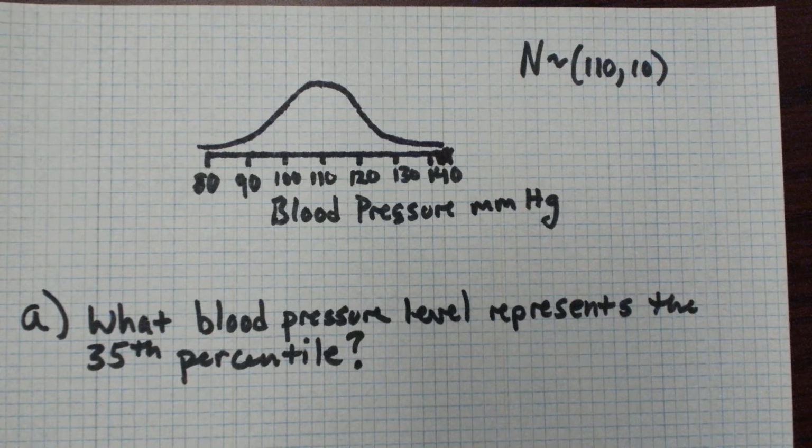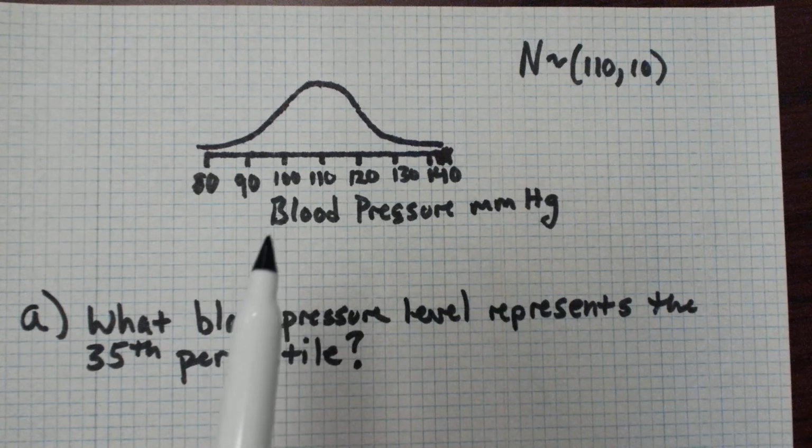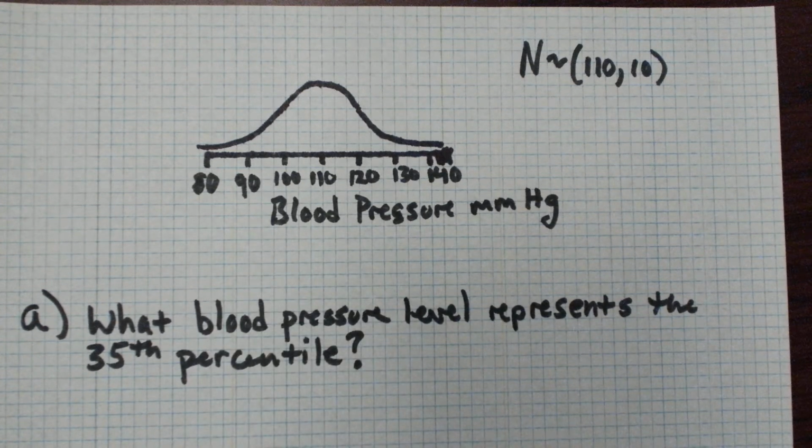So we said today we were going to work backwards and figure out area under the curve, and figure out which x values along the x-axis here go along with those specific percentiles. So a typical type question would be like, as long as we know that it's normally distributed, what blood pressure level represents the 35th percentile of all blood pressures?